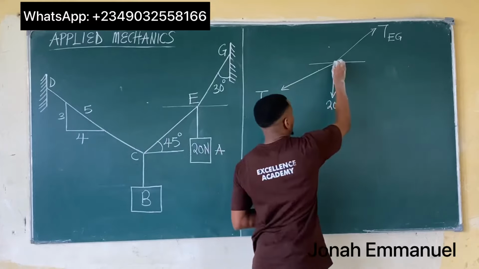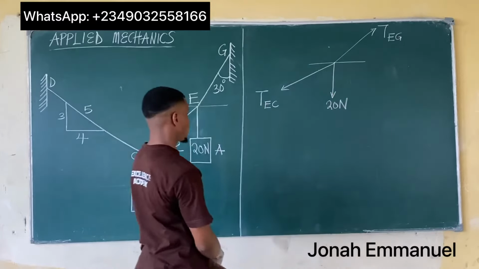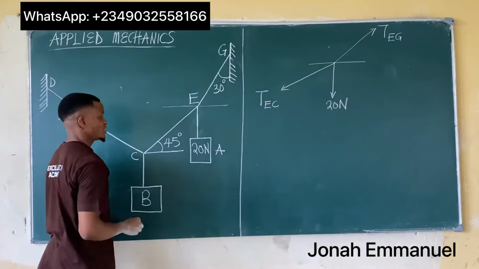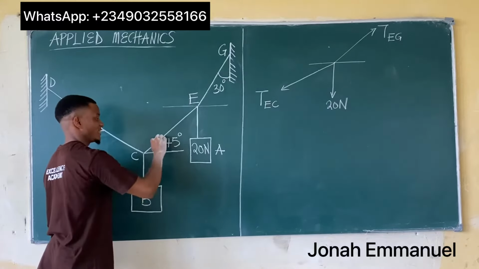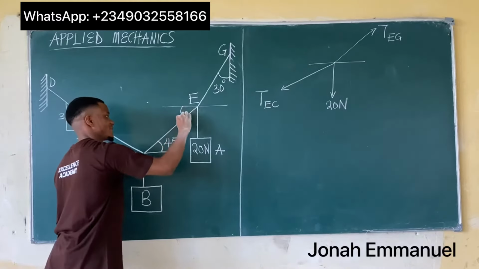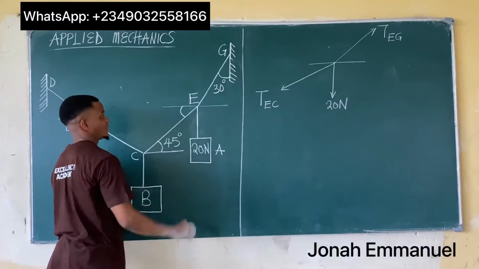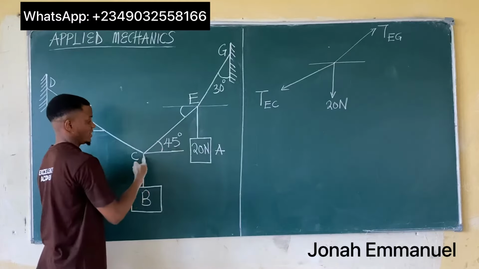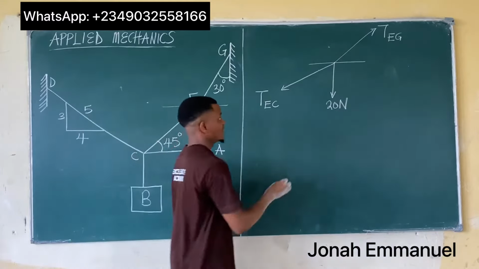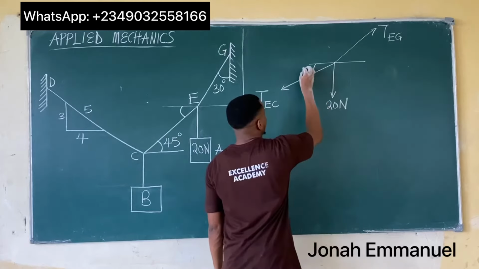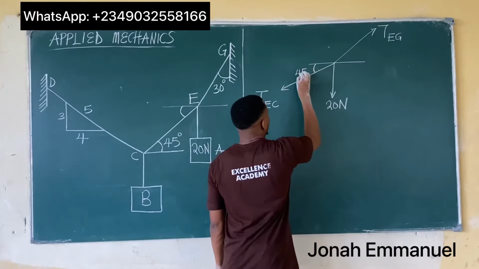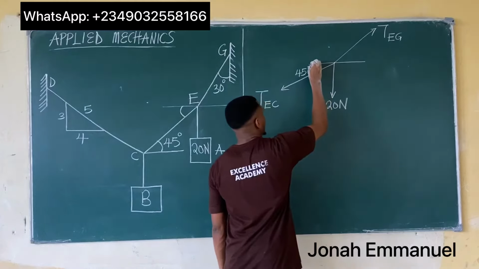Alright. So there. Let me put my angles here. Alright, so this is the concept of alternate angles. If here is 45, this is the alternate. So here also becomes 45 degrees. So that means TEC is inclined at 45 degrees. This concept is from alternate angles. So 45 degrees. So I have this.